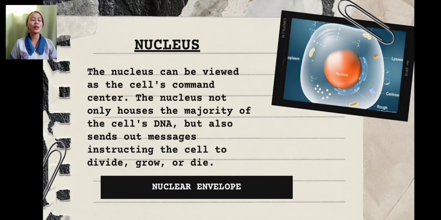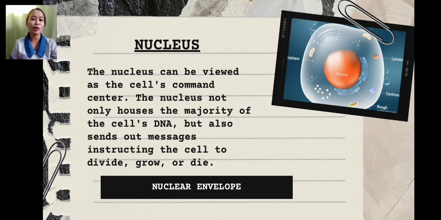So the first one is the nucleus. It can be viewed as the cell's command center, class. It does not only house the majority of the cell's DNA, but also sends out messages instructing the cell to divide, grow, or die.